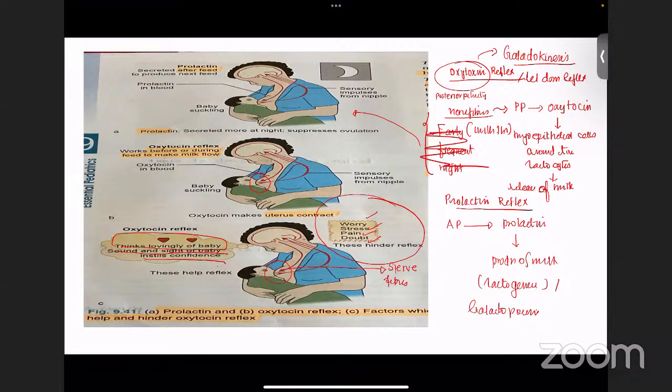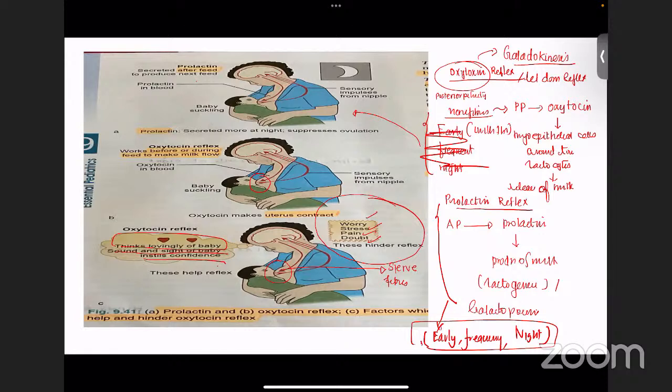For this prolactin reflex to work, the mother should start early feeding, that is within 1 hour of life, frequent feeding, and night feeding. So early, frequent, night. These three components should be present so that more prolactin will be produced. More prolactin will cause more milk production, so the mother will give an adequate amount of milk to the baby. These are the two reflexes that act in the mother for the production of breast milk.